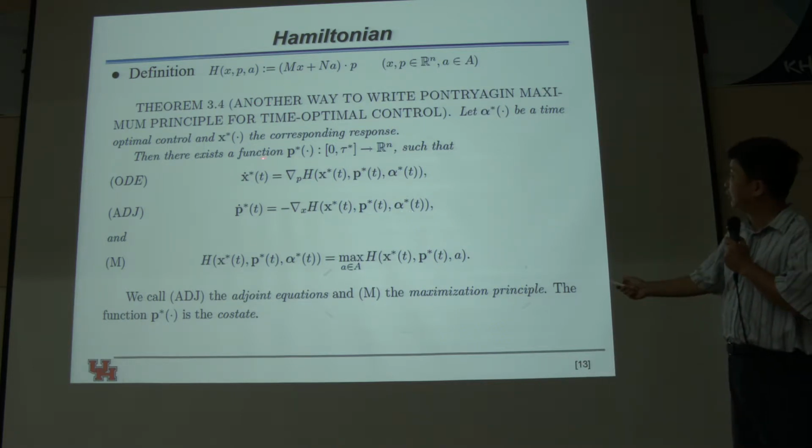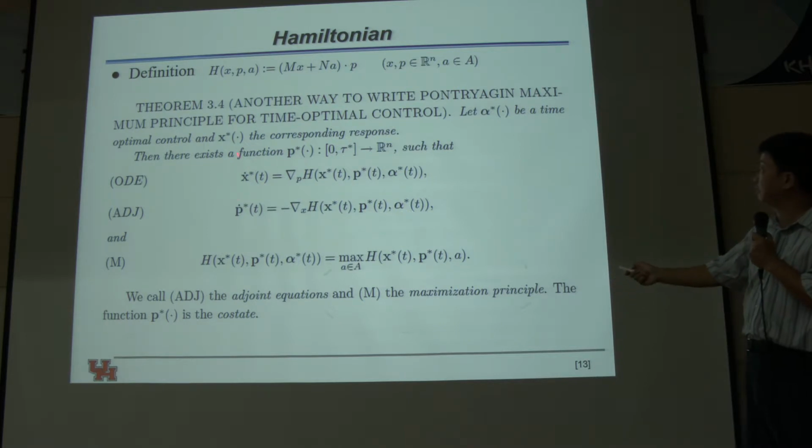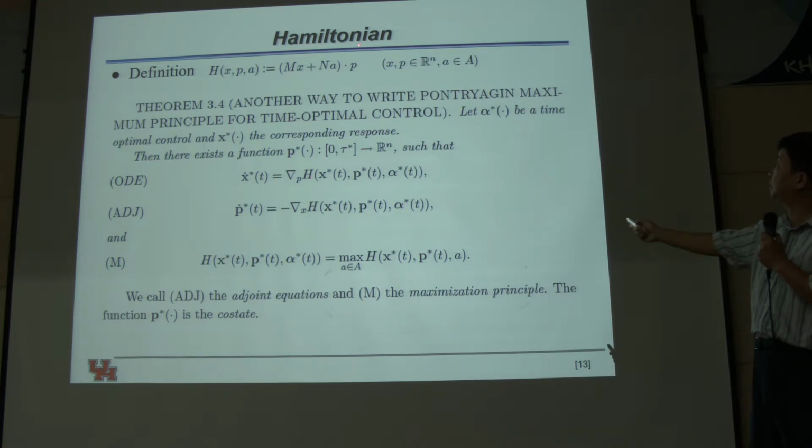And then for the optimal state, I can rewrite the ODE this way. If I differentiate with respect to p, the p disappears. So this one is the original ODE, right? x_t equals mx plus n alpha. So this is the original one. And then I have an adjoint equation. Basically, the differential of the optimal p is equal to the negative differential of the Hamiltonian function with respect to my current state x.